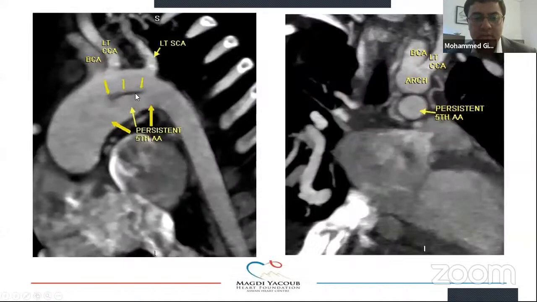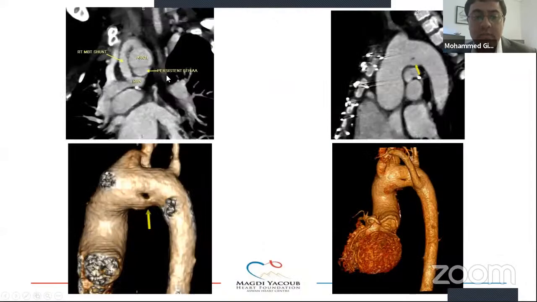For the presumed dissecting flap, we take a longitudinal or perpendicular cut here. This sagittal image displays a round vascular structure below the aortic arch. This corresponds to this vascular structure, which is the persistent fifth aortic arch. We also have similar cases. This is a coronal image displaying an end-on view of the aortic arch, this one, and the persistent fifth aortic arch. This is not a dissecting flap. Also in this case, this is not a dissecting flap.